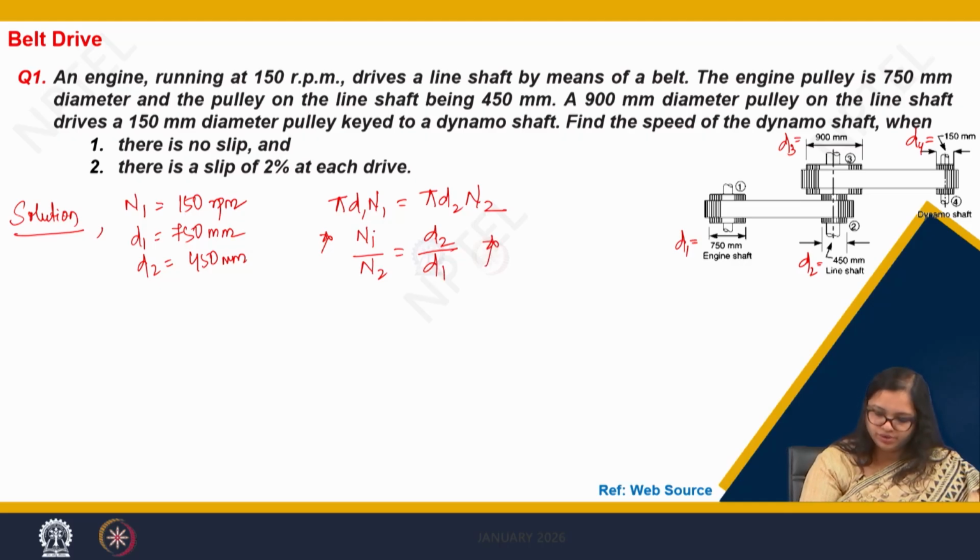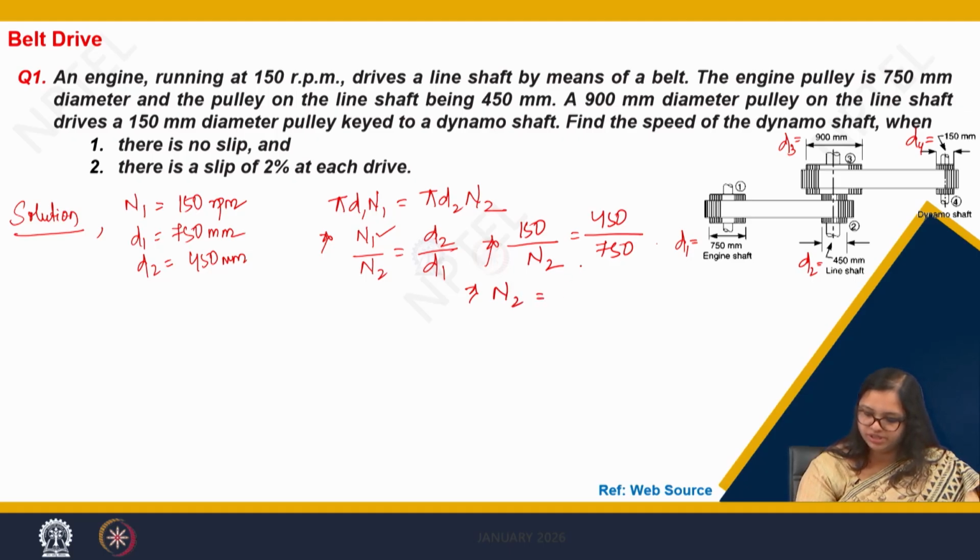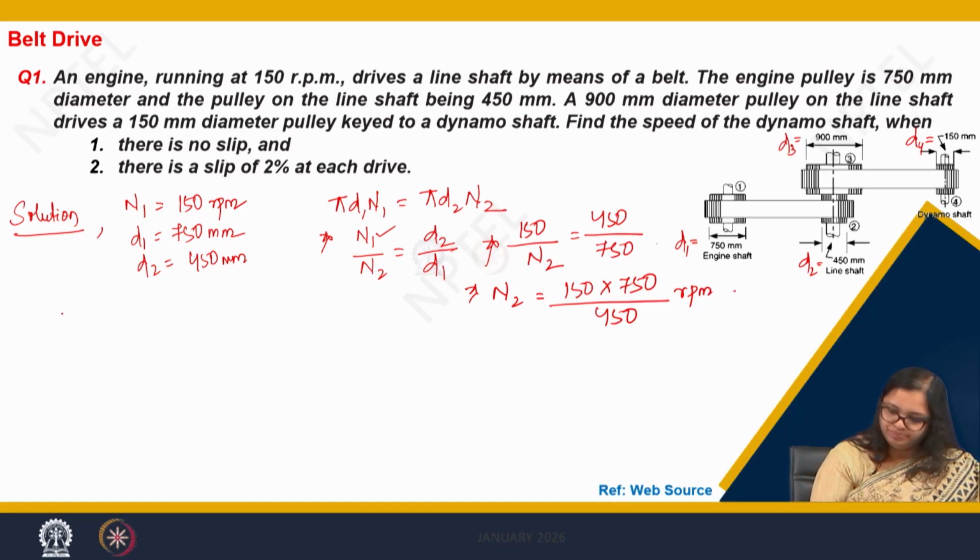Here we know N1, which is 150 rpm. N2 we don't know. D2 is 450 and D1 is 750. This is the expression for N2. N2 is 150 multiplied by 750 divided by 450 rpm. So, this is my N2 expression.